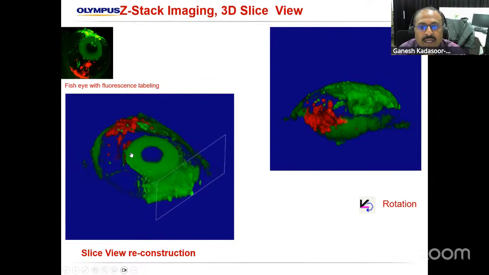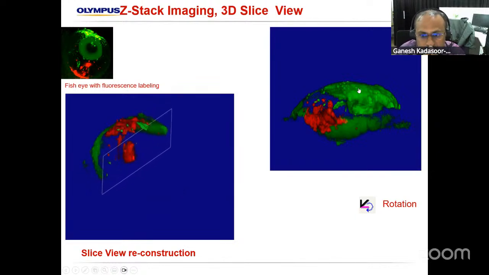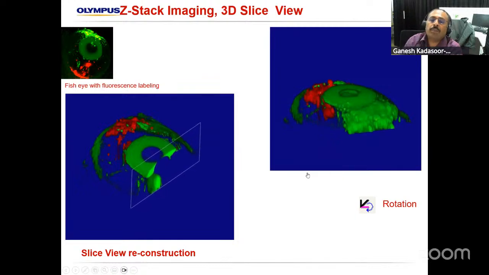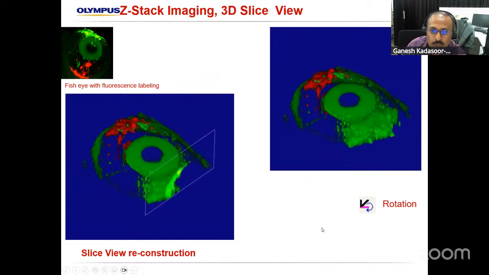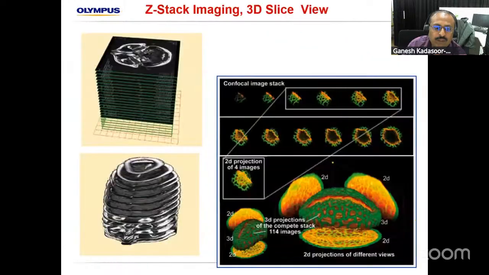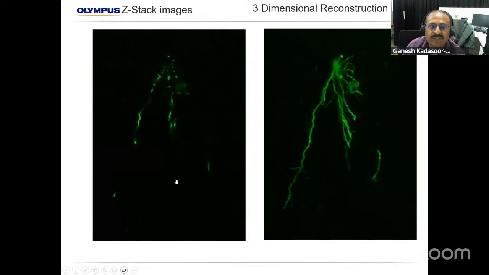The information was collected from top to bottom, and now you constructed a 3D. And after constructing the 3D, you are slicing it, and you can rotate it. That's the beauty of optical sectioning in fluorescence microscopy, as well as the confocal microscope. So this is how you do it. You collect information serially from top to bottom. You pile it one above the other by the software, and the software allows you to give a 3D projection as well as the optical slicing. This is an example of neurons penetrating different tissues.